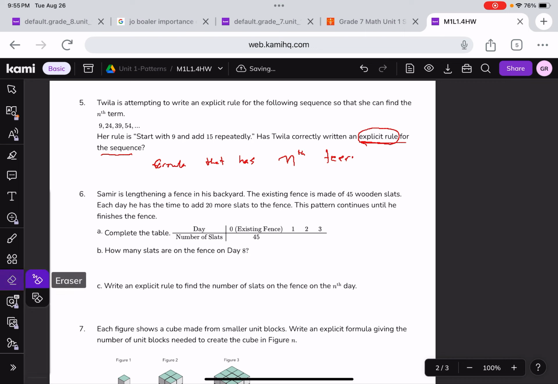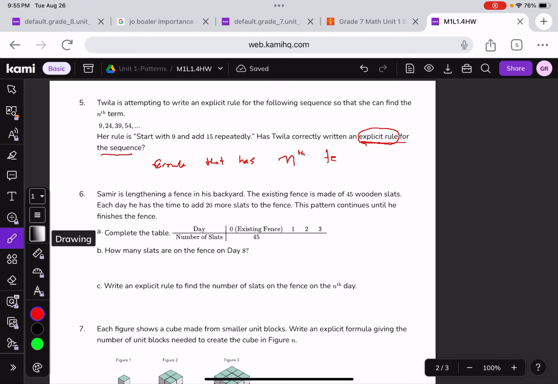Whoa, that's horrible spelling. The nth term. So in other words, what is happening here? Is she going, is this n plus 15 times n? Like, that's technically an explicit rule.